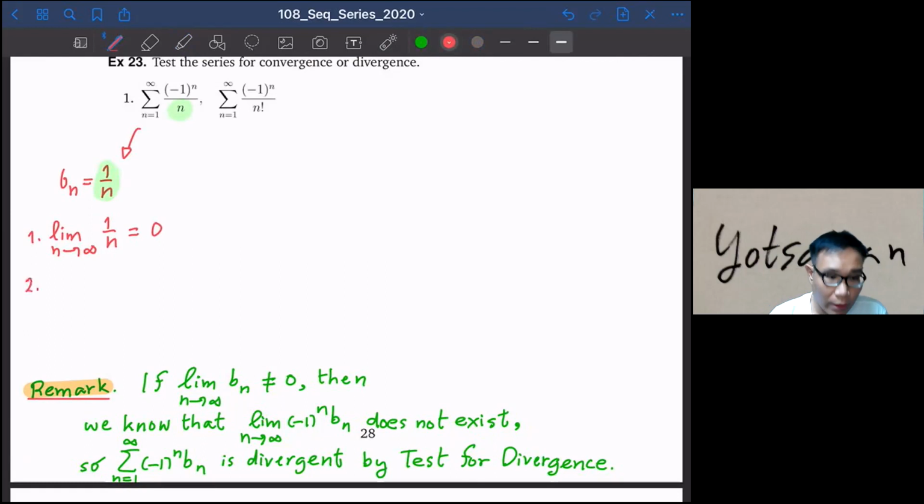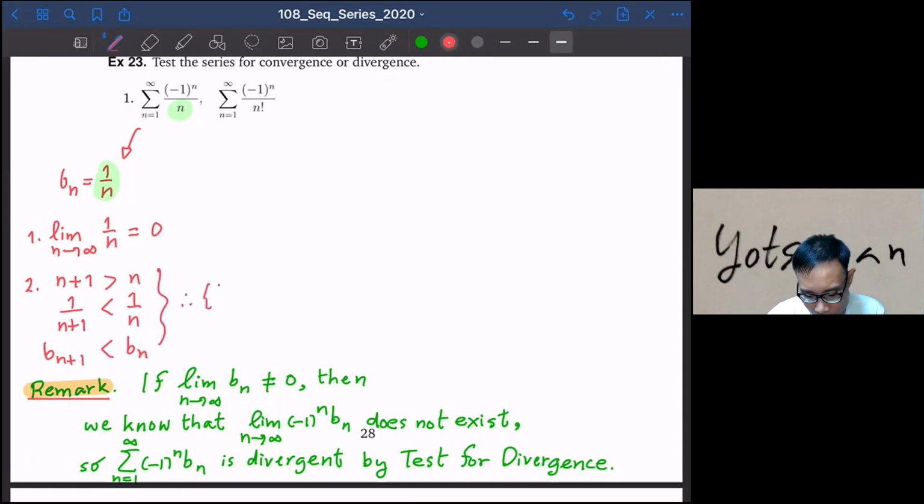The second one: you know that n plus 1 is more than n, so you flip this, and it's going to be less than 1 over n. So you have bn plus 1 smaller than bn. This means that your 1 over n is decreasing.